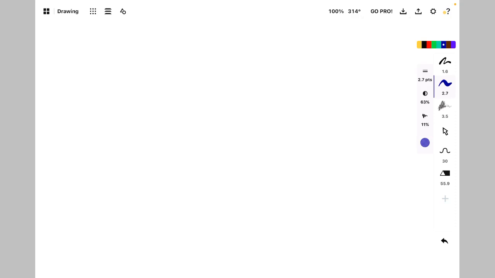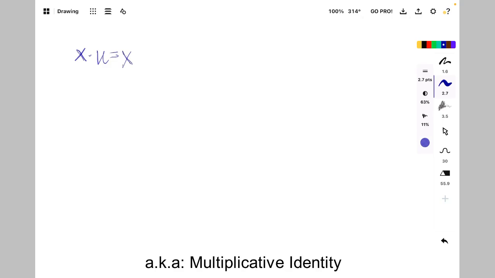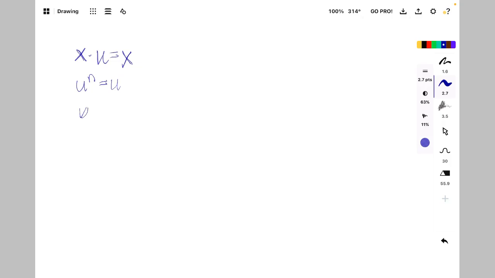Today I decided to explore what different types of empty products would look like. So the definitions of the empty product we're going to be looking at are: anything times the empty product equals that other anything. Then the empty product to any power equals itself. And then the empty product to the zero would also equal itself, along with anything else to the zeroth power.